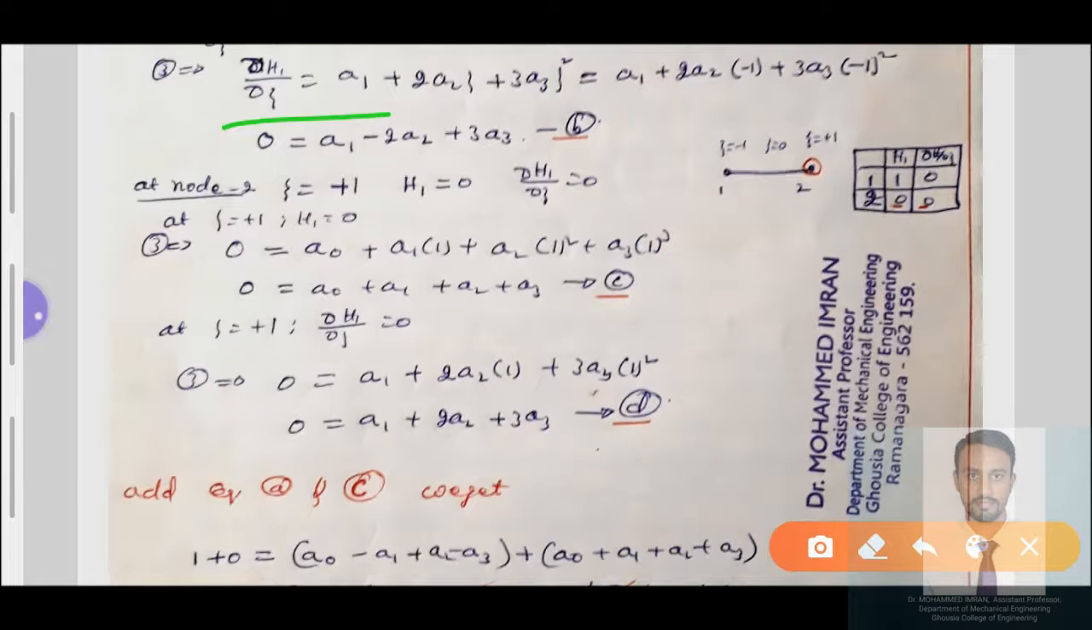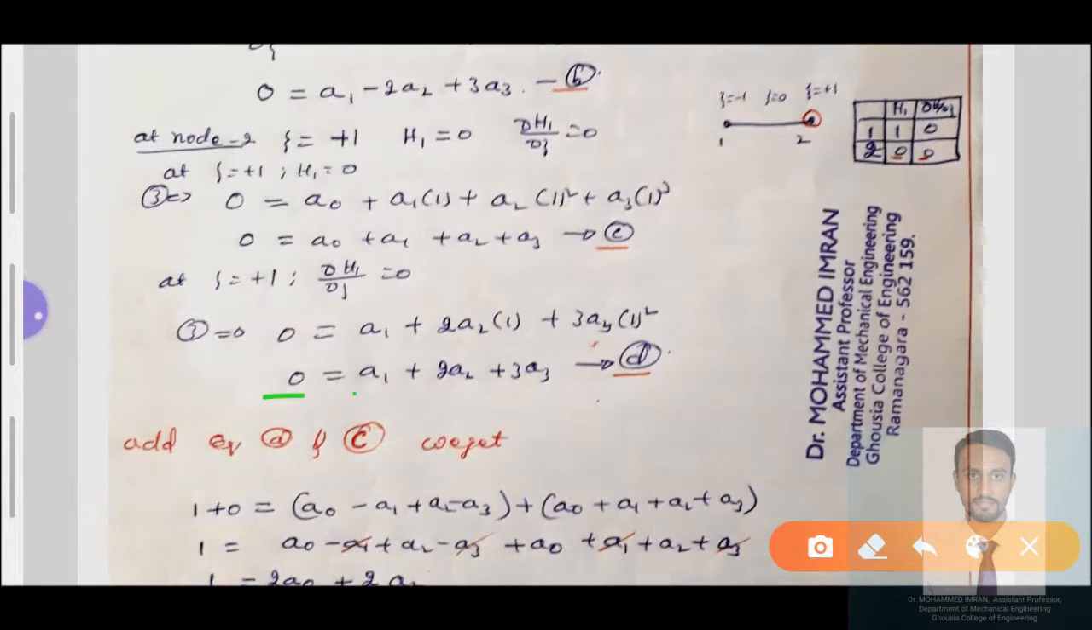We have ∂h1/∂zeta equals 0, and that is equal to a1 plus 2a2 zeta, where I have directly substituted zeta as 1 at node number 2, plus 3a3 zeta square, and zeta square becomes 1 squared. Rearranging this equation, 0 is equal to a1 plus 2a2 plus 3a3. Call it equation number D.